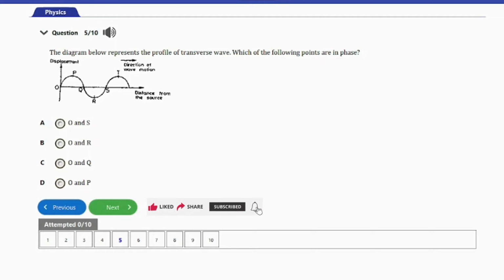So let's recall that for two points to be in phase, the distance between them should be equal to 2 pi. And that's it for O and S here, and P and T. So option A is the answer to this question. Let's go ahead and consider the next question, guys.